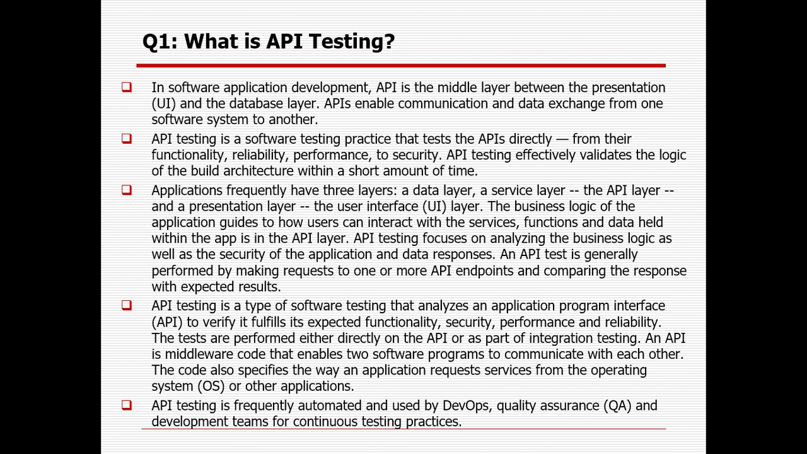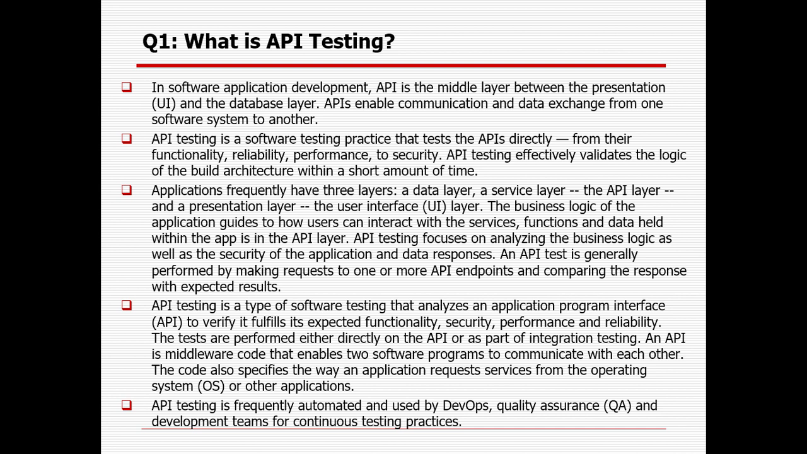An API test is generally performed by making requests to one or more API endpoints and comparing the response with the expected result. API testing is a type of software testing that analyzes an application program interface, or API, to verify it fulfills its expected functionality, security, performance and reliability. The tests are performed either directly on the API or as part of integration testing.